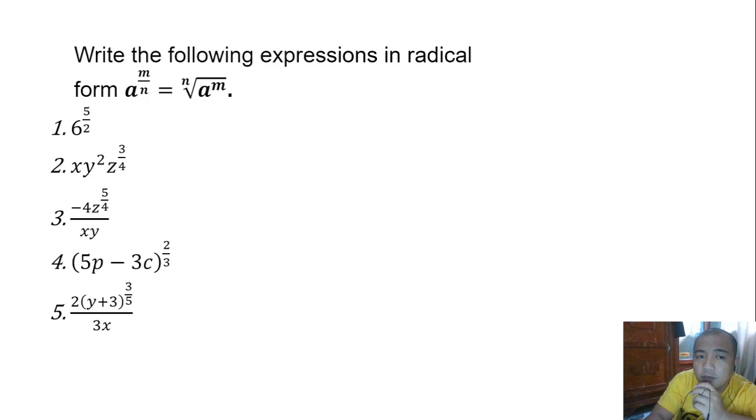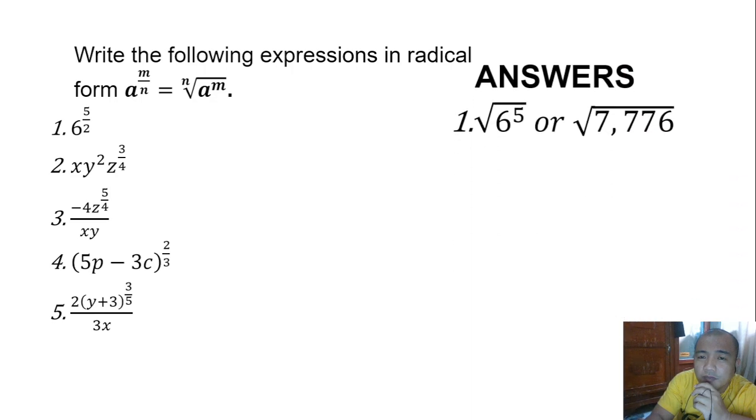Another, write the following expressions in radical form. A raised to m over n is equal to the nth root of a raised to m. Okay, that's easy. Number 1. Since the denominator here is 2, that means the square root of 6 to the 5th power, or the square root of 7,776.